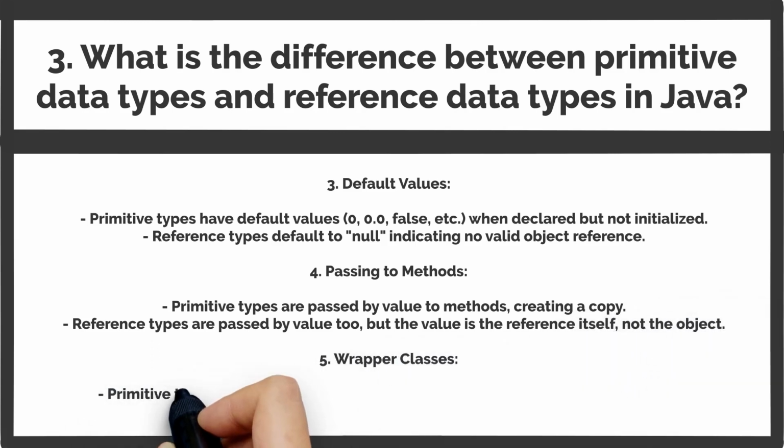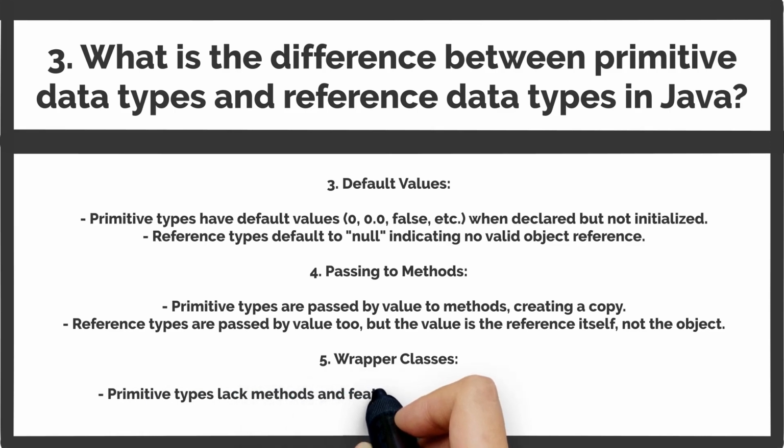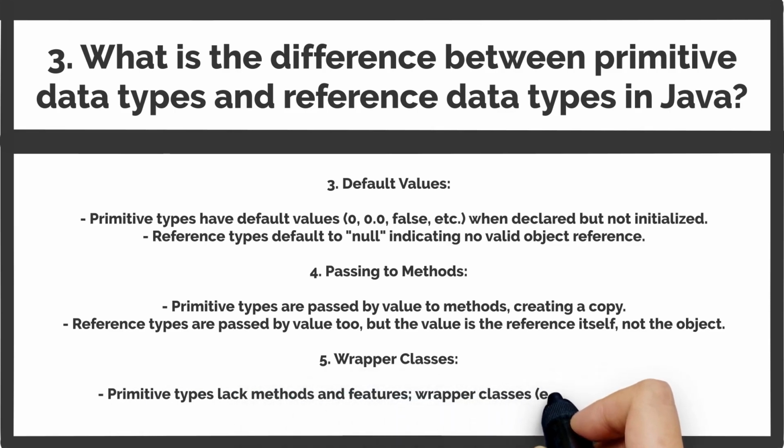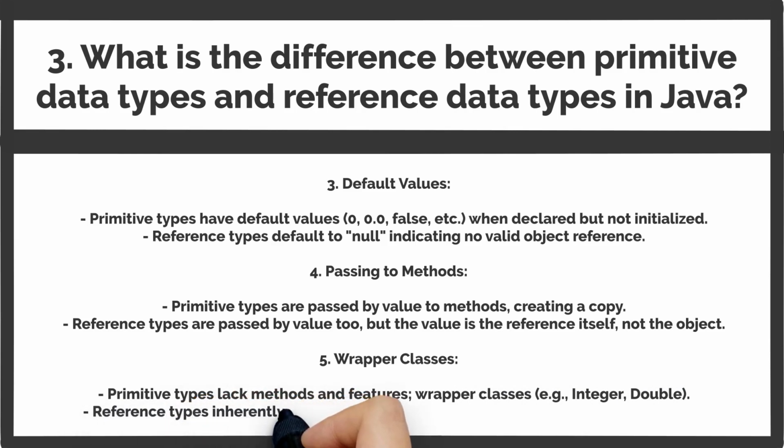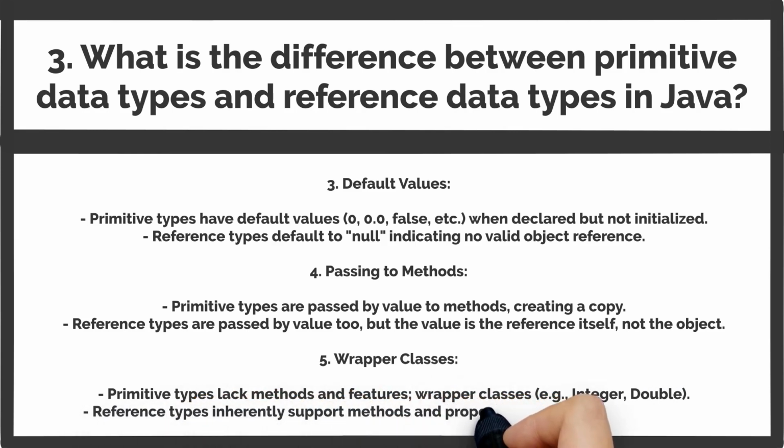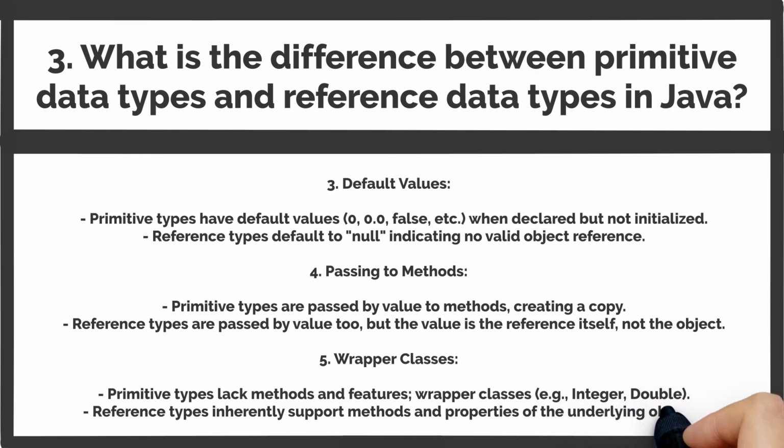5. Wrapper classes. Primitive types lack methods and features. Wrapper classes, for example, Integer, Double. Reference types inherently support methods and properties of the underlying objects.